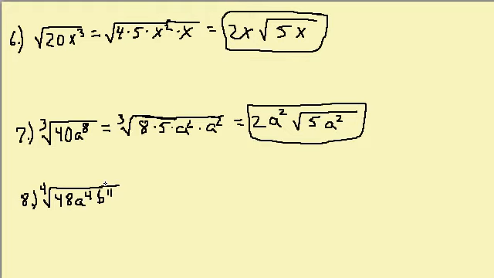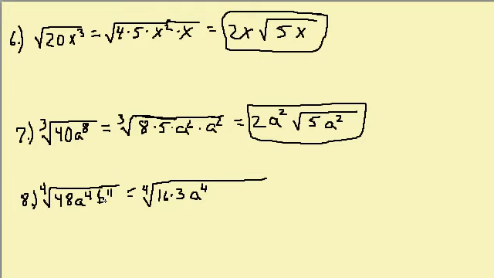Alright, so what about this one? The fourth root. Well, 48 is 16 times 3. 16 is a perfect fourth root. A to the 4th is a perfect fourth root, so we just leave that as a to the 4th.